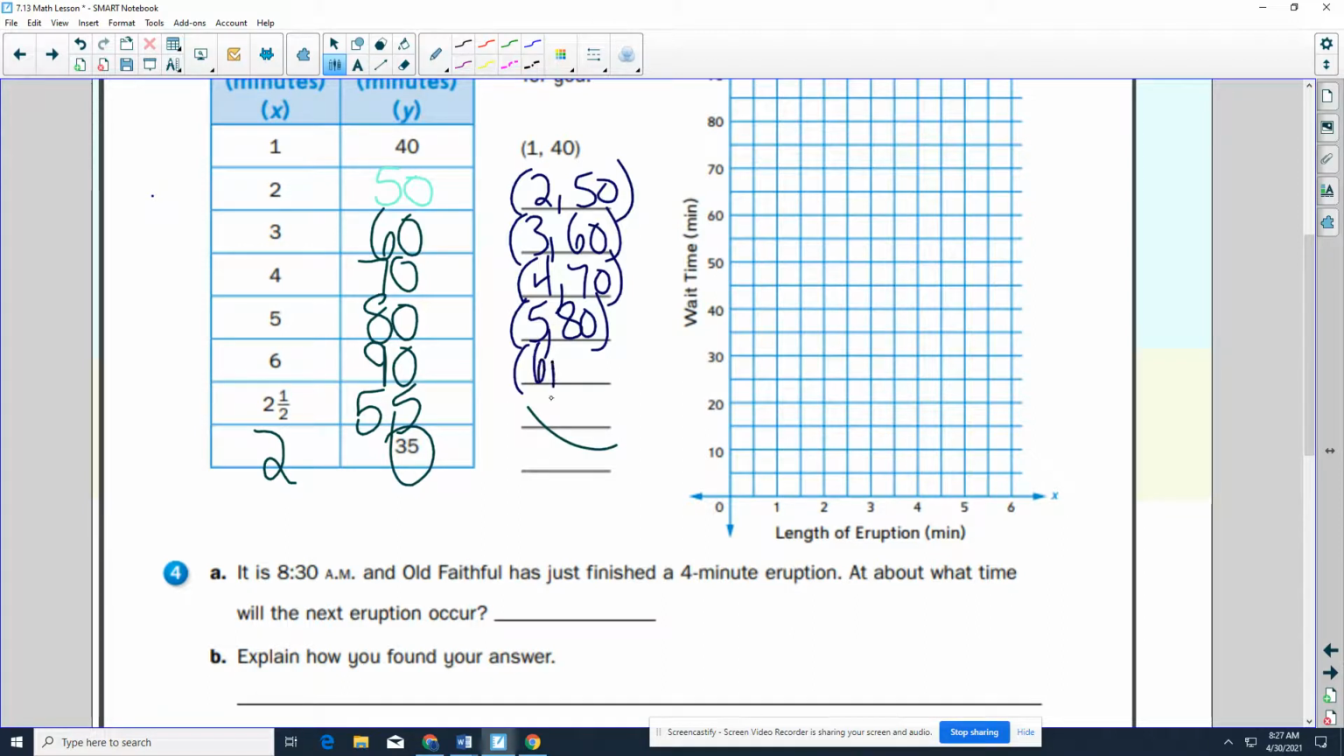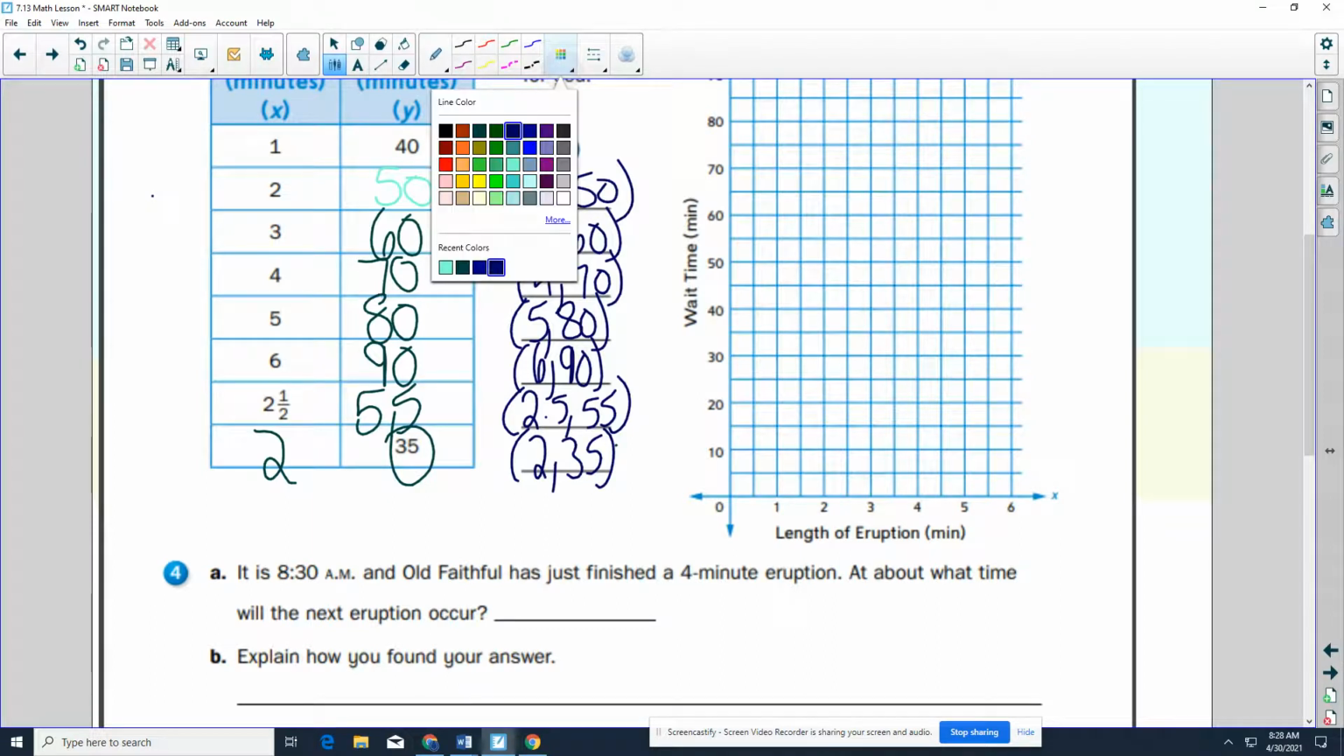6, 90. Erase that mark there. And then we have 2.5, or I'm going to say 2.5, which is equivalent, and 55. And then 2 and 35. Now we want to go ahead and graph these ordered pairs so we can make a line graph. So let's do that now.